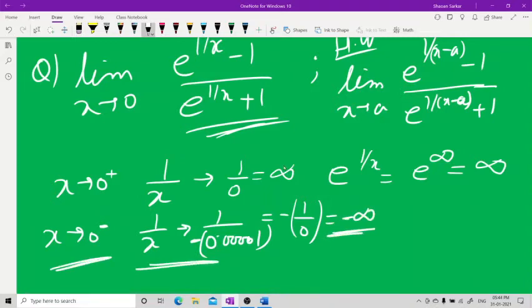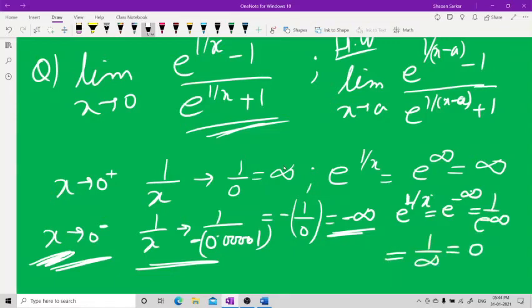Now, if I put e to the power of this at this point, e to the power of this will become minus infinity. In this situation, e to the power of 1 upon x will become e to the power of minus infinity. That is 1 upon e to the power of infinity by the indices rule. This is 1 upon infinity, and that is 0. See the difference here and see the difference here.